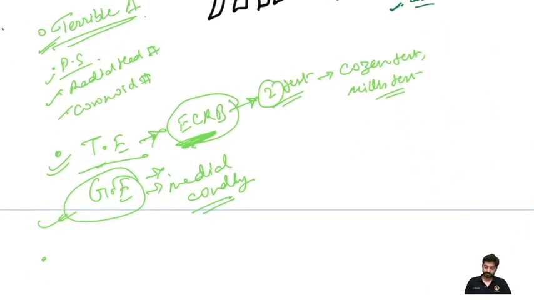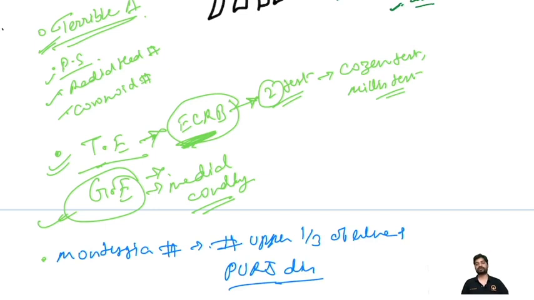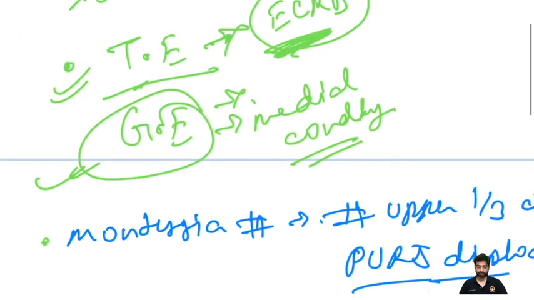So the Monteggia fracture means a fracture of the upper one-third of the ulna plus PRUJ dislocation, which means proximal radioulnar joint dislocation. So a fracture of the upper third of the ulna along with PRUJ dislocation is known as Monteggia fracture.